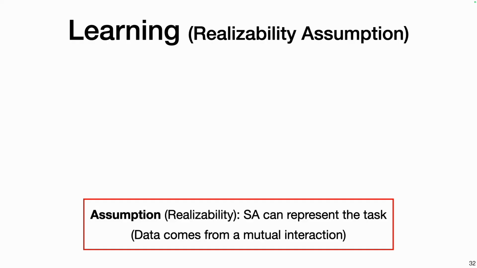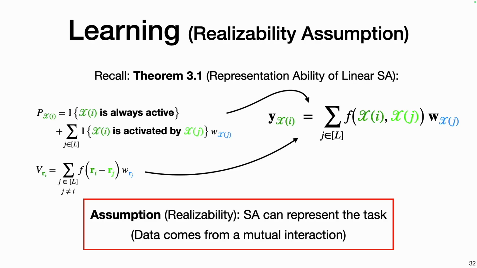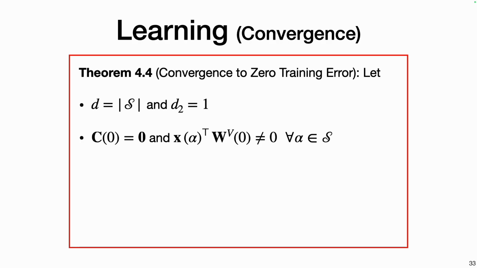Our second assumption is realizability, that is, self-attention can represent the task. Seeing that we already proved that self-attention can represent mutual interactions, we can reduce this assumption to the task being a mutual interaction. With that, we can look at our learning theories.